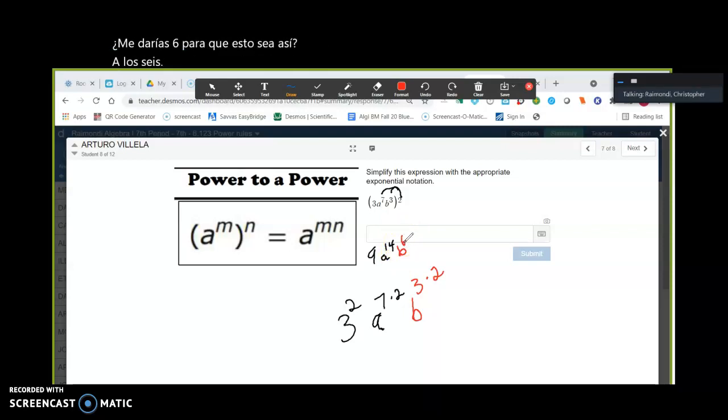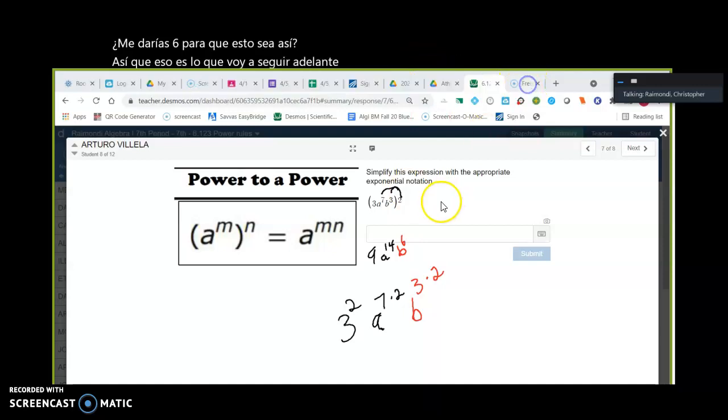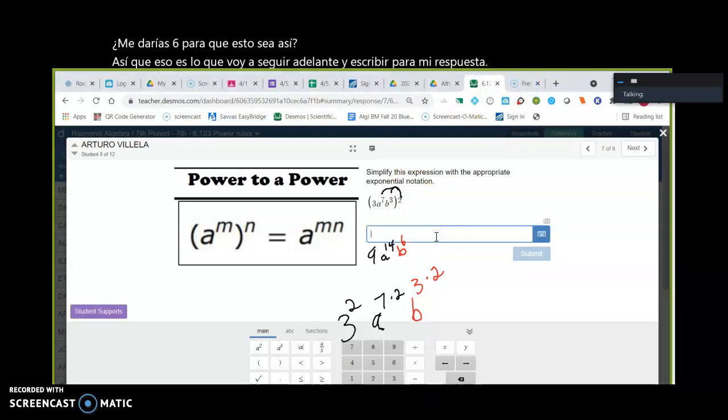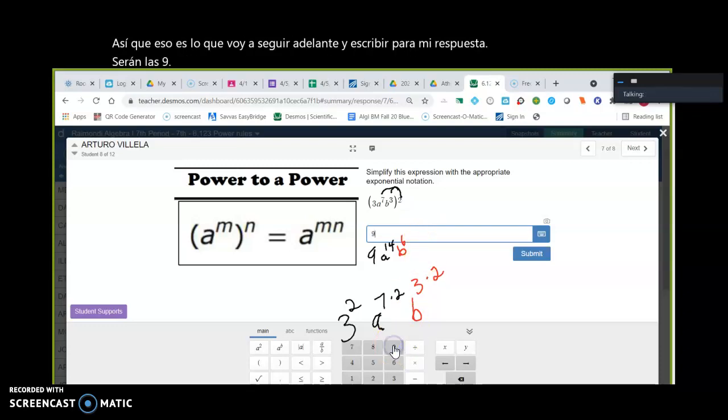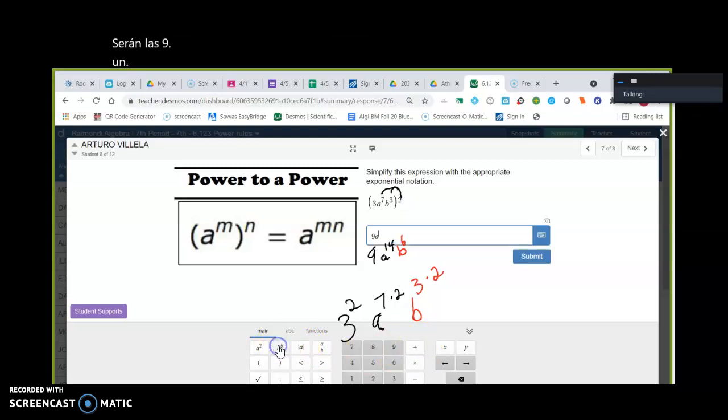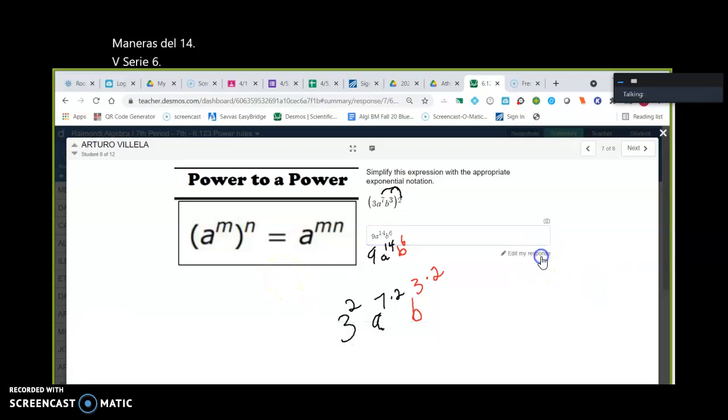So that's what I'm going to go ahead and type in for my answer. It's going to be 9a raised to the 14th, b raised to the 6th. Submit, and we should be done. And that's the power to a power.